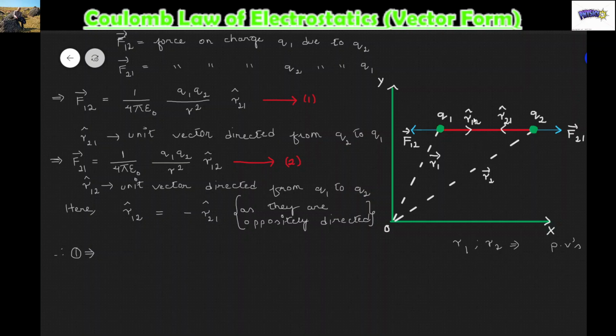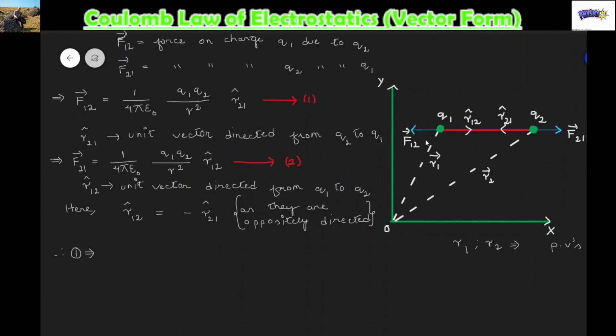Now, when you look at this diagram, Q1 and Q2 are point charges. R12 is the position vector directed from Q1 to Q2, and R21 cap is the unit vector directed from Q2 to Q1. Now, there are forces.